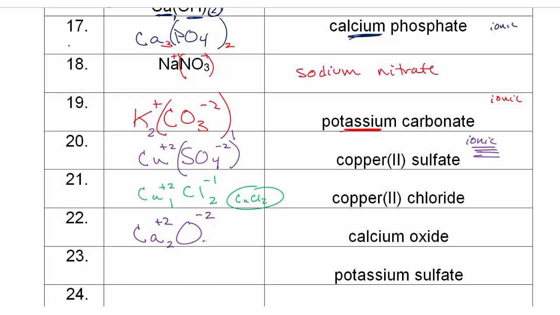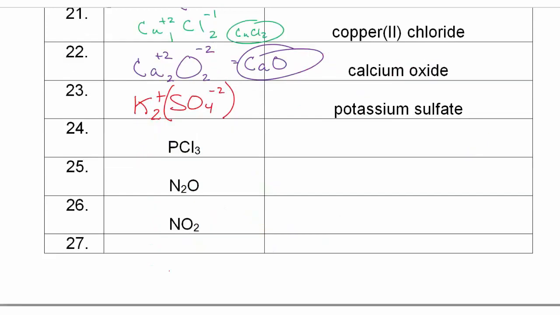Charges come down. Remember the simplest ratio for ionic compounds, so my answer is just CaO. Potassium sulfate. Potassium is a K+. Sulfate is a -2 charge. So the 2 goes down there for the potassium. K2SO4.